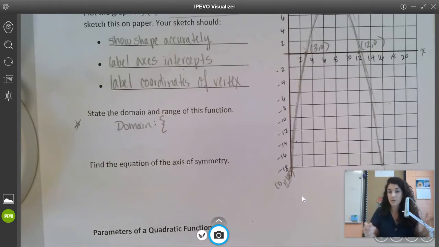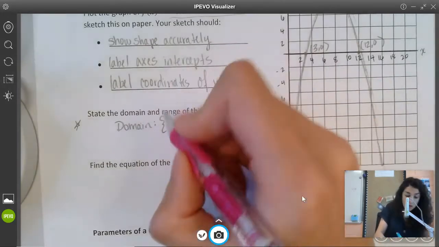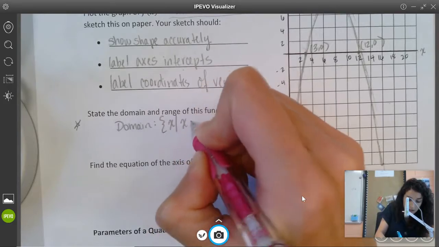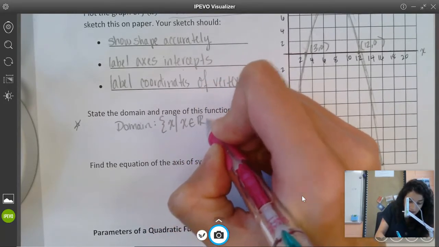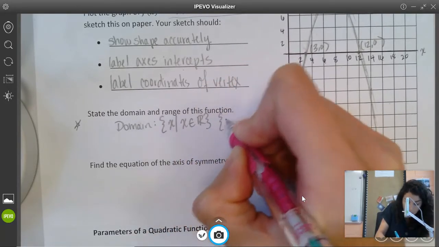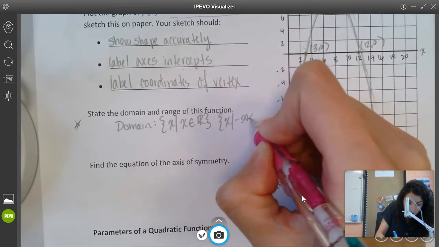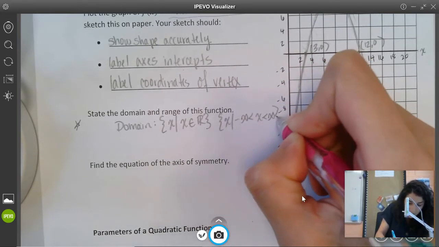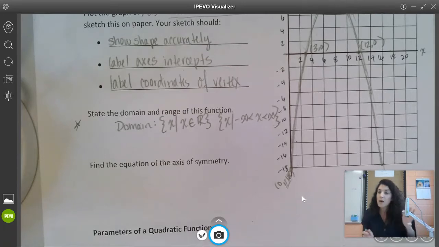So all real numbers. And you can say all real numbers, or we can do set notation: x such that x exists in the real numbers, or you can do x such that negative infinity < x < positive infinity. So those are ways that you can write your domain.